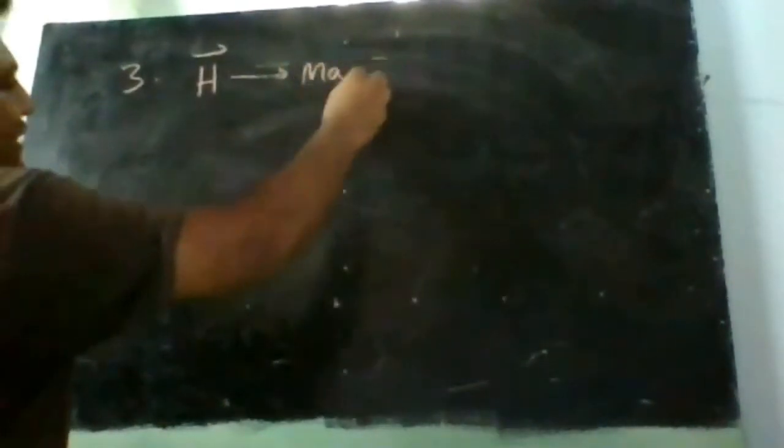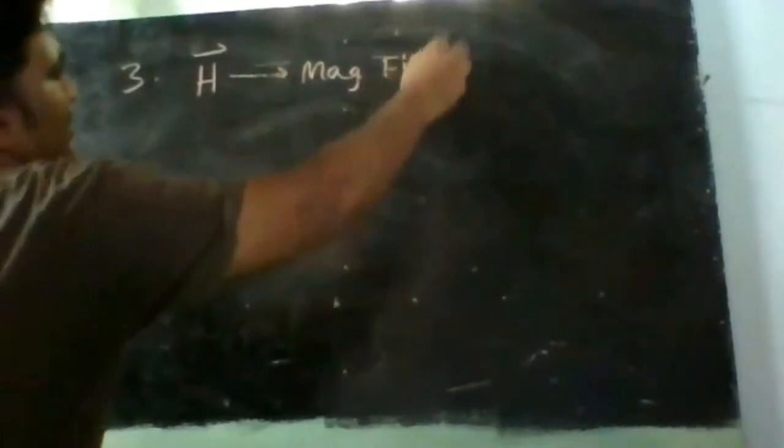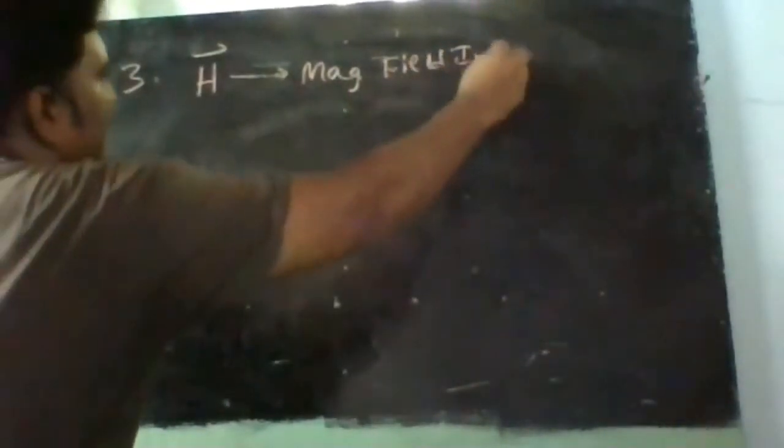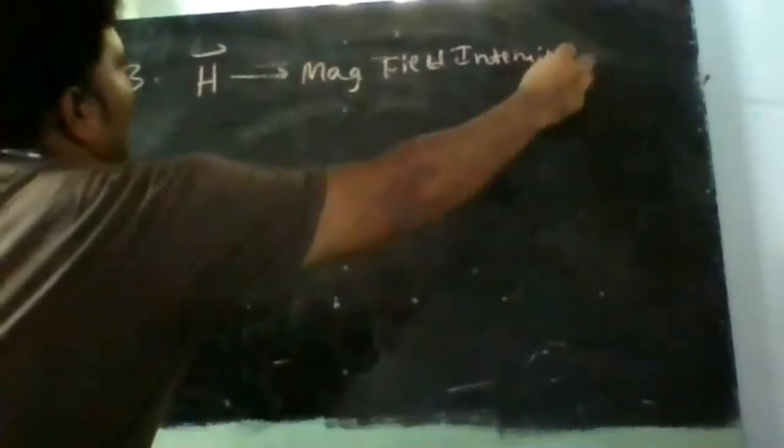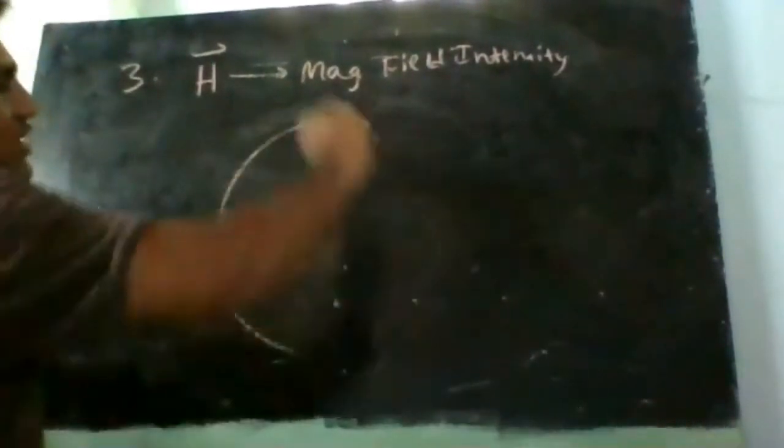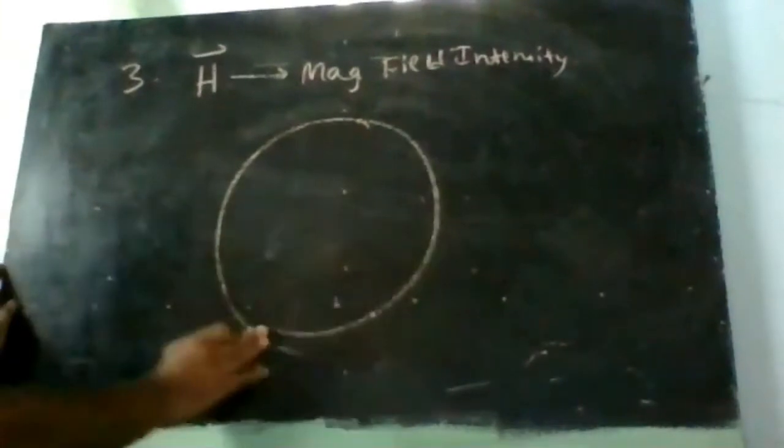For measuring magnetic field, we have two parameters. One is H bar, which is called magnetic field intensity. For measuring the strength of the magnetic field, we have a parameter called H bar. What does this H bar mean? H bar is the magnetic field intensity. How do you define magnetic field intensity?